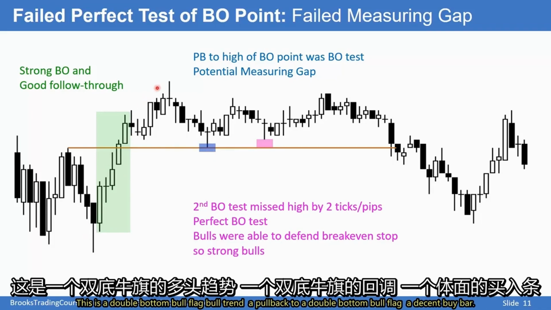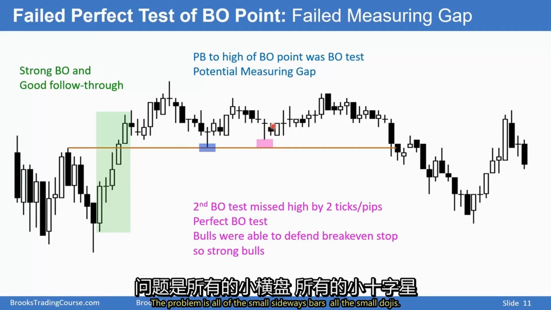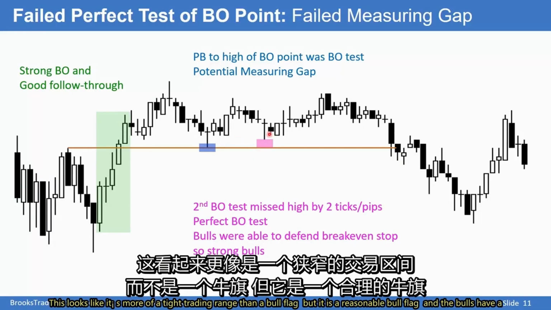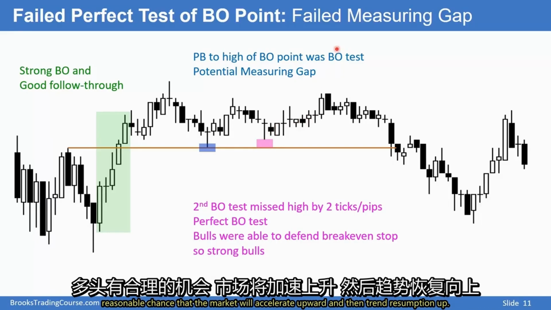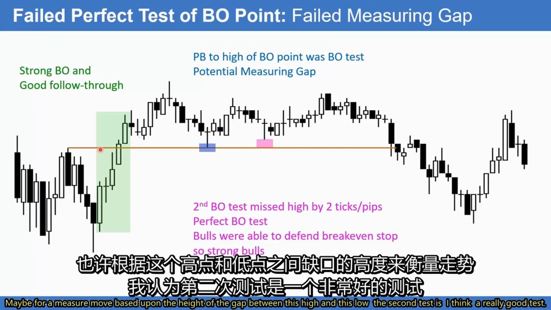Bull trend, a pullback to a double bottom bull flag, a decent buy bar. The problem is all of the small sideways bars, all the small dojis. This looks like it's more of a tight trading range than a bull flag, but it is a reasonable bull flag, and the bulls have a reasonable chance that the market will accelerate upward. And then trend resumption up, maybe for a measured move based upon the height of the gap between this high and this low.